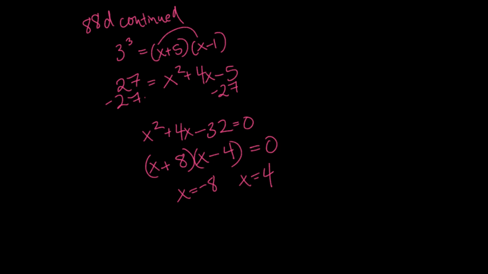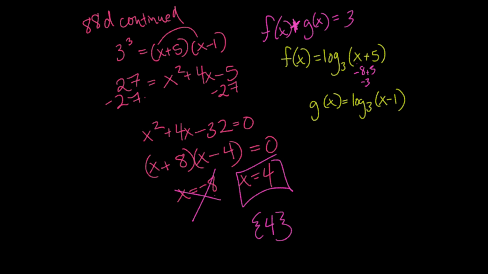But you need to check your solutions, okay? X equals negative 8 ends up being an extraneous solution because if you check it up here, you have negative 8 plus 5, which is equal to negative 3. You can't take the log of a negative number. So that's extraneous. Our only solution left is 4.